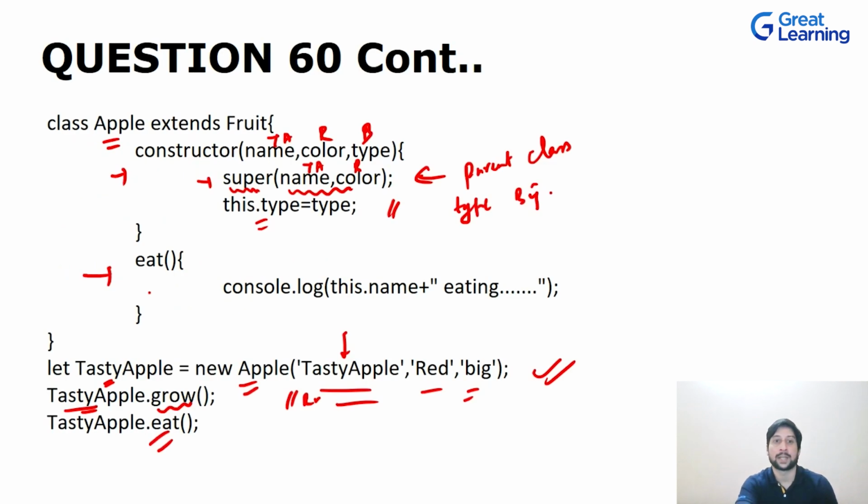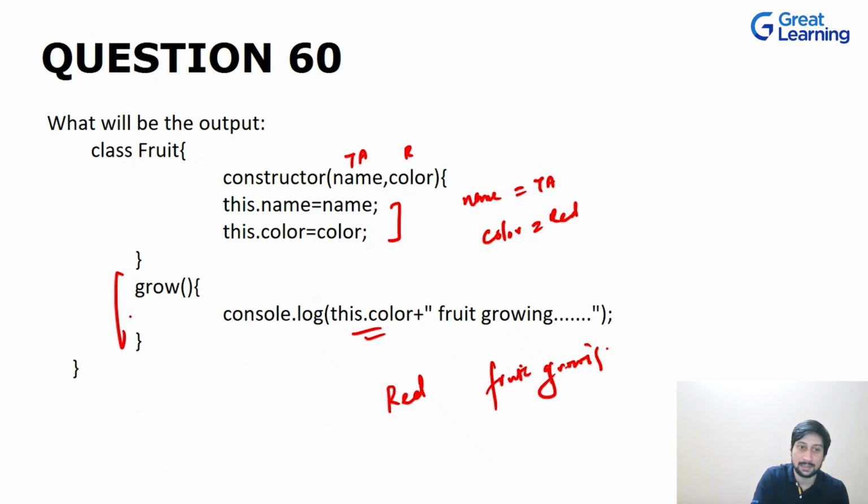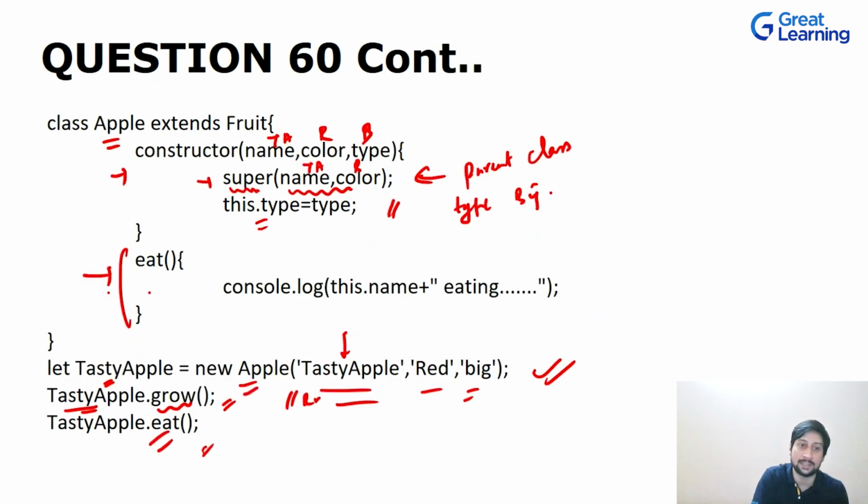Okay. So here what we did, we simply implemented inheritance, and we just called two functions. One was grow and one was eat. The grow was present in the parent class, and eat was present in the child class, and we simply printed out messages which we already have set the arguments with the help of this constructor.